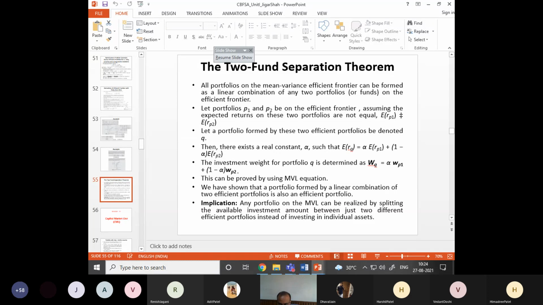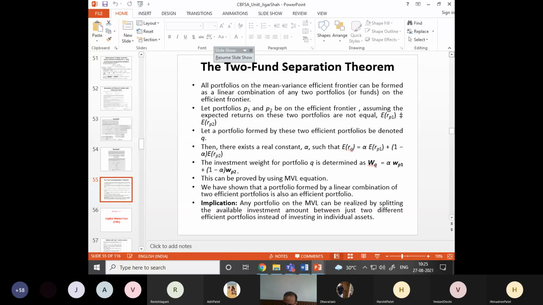So let portfolios P1, P2 be on the efficient frontier with different expected returns ERP1 and ERP2. I can frame the third portfolio, which is also an efficient portfolio Q. And how to find it? I have to define one real constant, say alpha, such that ERQ is equal to alpha into ERP1 plus 1 minus alpha into ERP2. You can see this ERQ is nothing but a linear combination of ERP1 and ERP2, where alpha is some real constant. I have mixed ERP1 and ERP2.